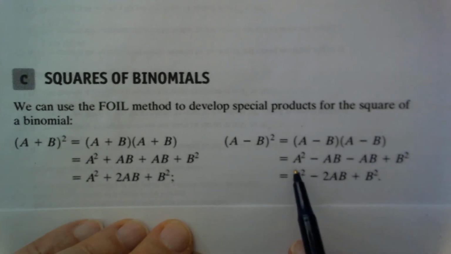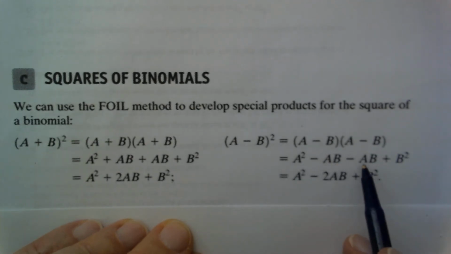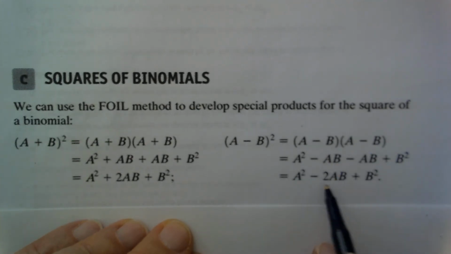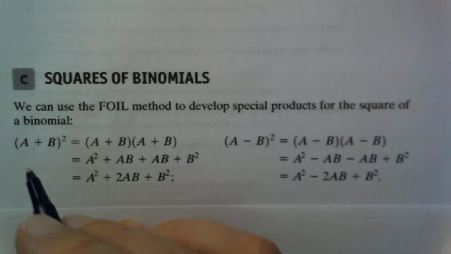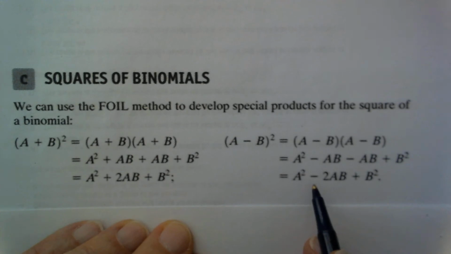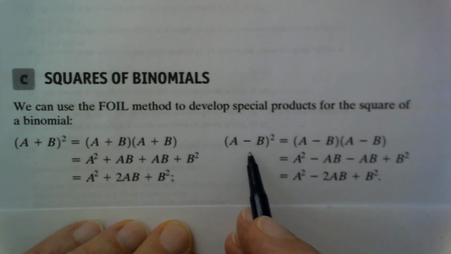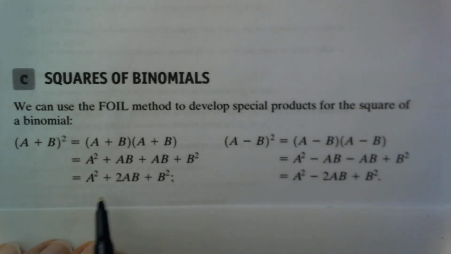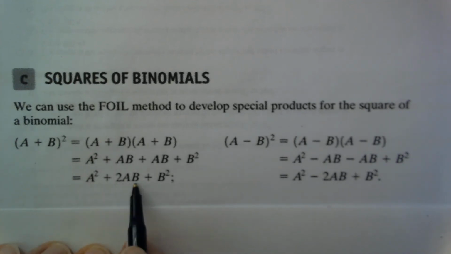Again, we combine like terms. There's only one a squared, but there's a minus ab and another minus ab. So we have minus 2ab plus b squared. So the difference between these two formulas is simply the sign of the middle term. It's a squared minus 2ab plus b squared when we square a minus b, and it's a squared plus 2ab plus b squared when we have a plus b quantity squared. But in each case, we have a so-called middle term.